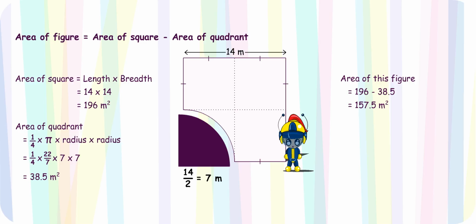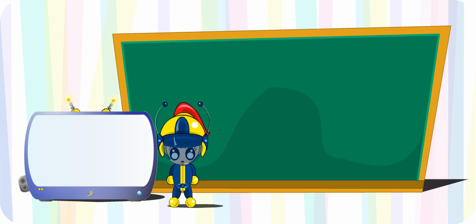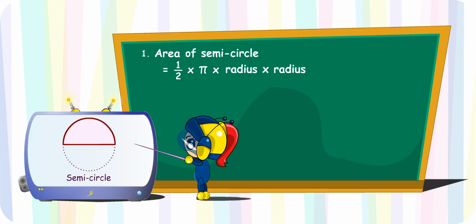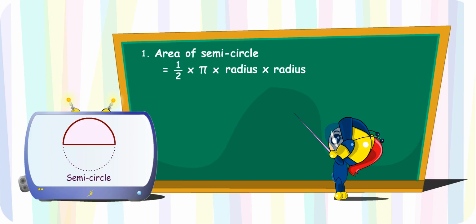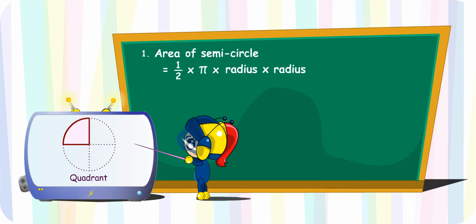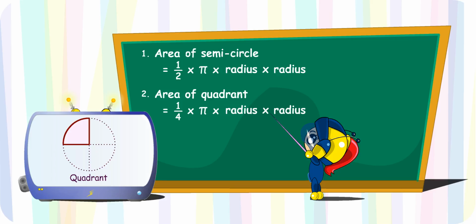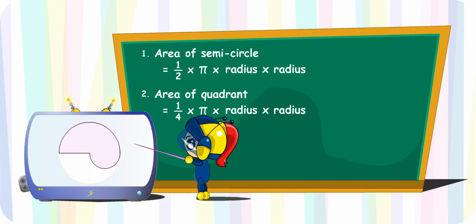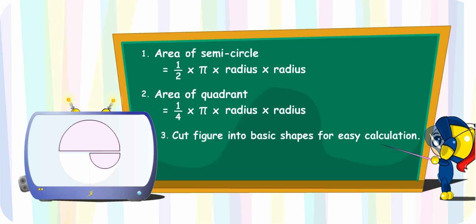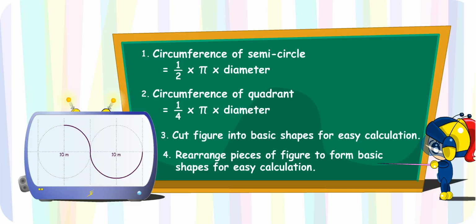Okay, I know how to solve such problems now. So, Turbo Girl, can you tell me what you have learned about area of circles today? I have learned that the area of a semicircle is half times pi times radius, and the area of a quadrant is 1/4 times pi times radius. If a figure is made up of two or more basic shapes, we have to cut it into the basic shapes. Then, we can easily find the area of these basic shapes before adding them together to give us the area we want to find. We can also rearrange pieces of the figure to form basic shapes.